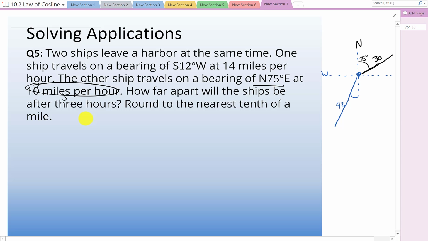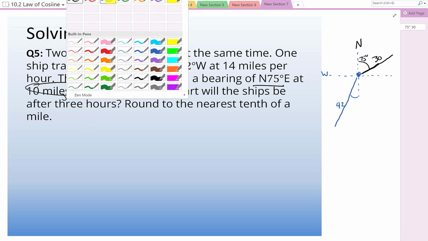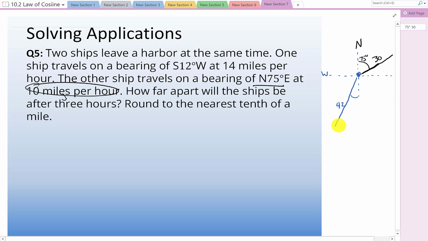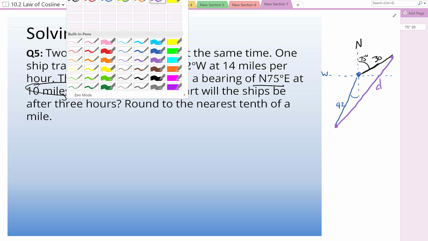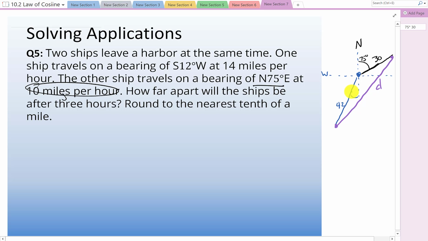So maybe one of the ships has put out a distress call or something, and so we have to find this distance here between the two ships. And so if we can get enough information, we can solve that triangle. So let's start putting together what we know. That is not working there, it's too small. But this part is 12 degrees.